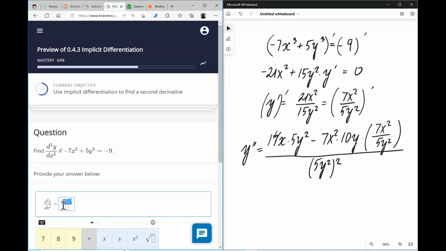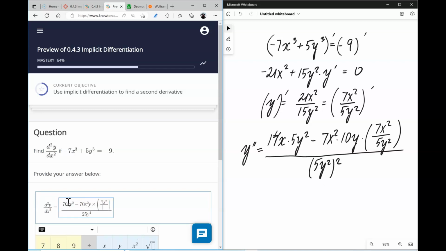So this is my denominator, and we have 70xy squared minus, I'm not going to try to simplify it, so let's just go 70x squared y times 7x squared divided by 5y squared, and that's it.